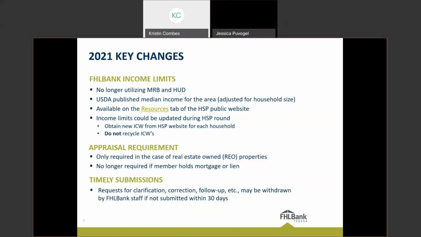The past couple years, we've had some issues with reservations and disbursements going stale. For example, we will request clarification or follow-up and receive no response for several days, even months. Effective for the 2021 HSP, if requests for clarification, correction, or follow-up are not submitted within 30 days, FHLBank staff may withdraw the reservation or disbursement, which means funds will no longer be reserved for the household. To prevent this from happening, make sure that you are reading the emails that HSP Online sends out when clarification is requested and respond to the clarification request quickly.